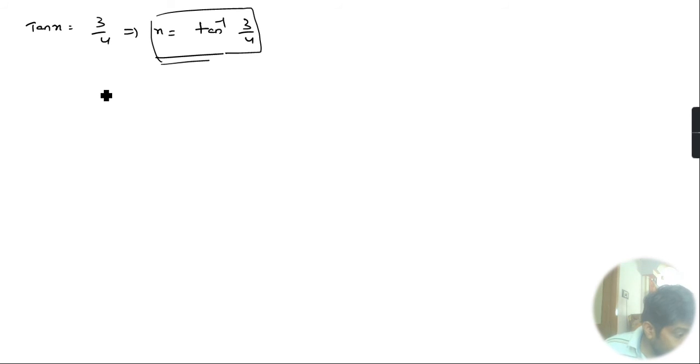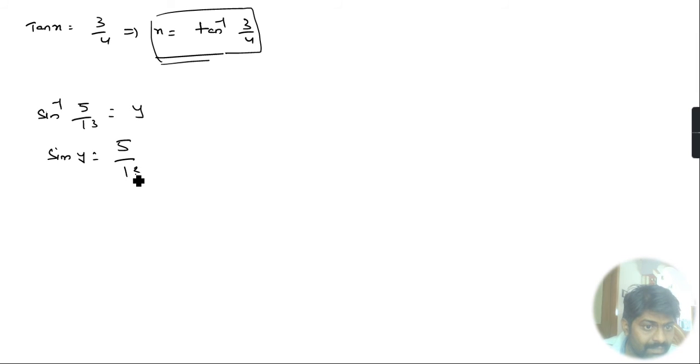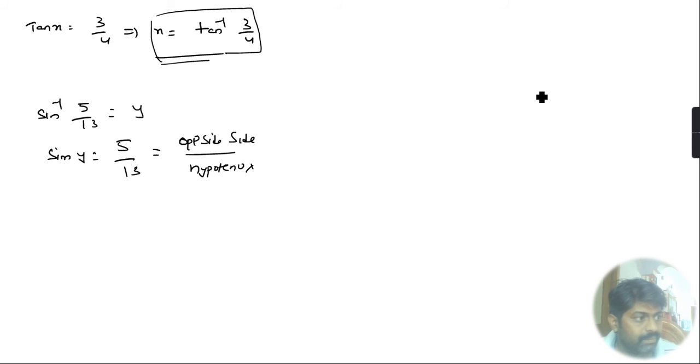And next, what is the next one? The next one is sin inverse of 5 by 13, and this is nothing but y. So from that, sin y is equal to 5 by 13. The sin is opposite side by hypotenuse.